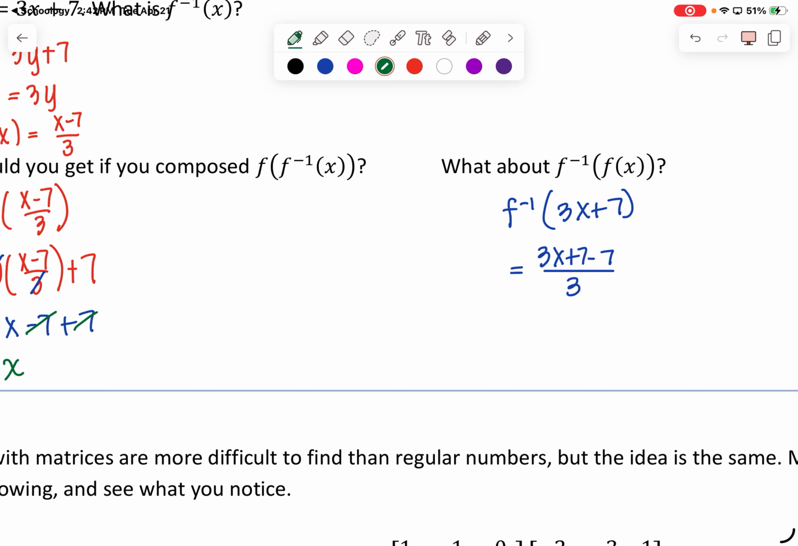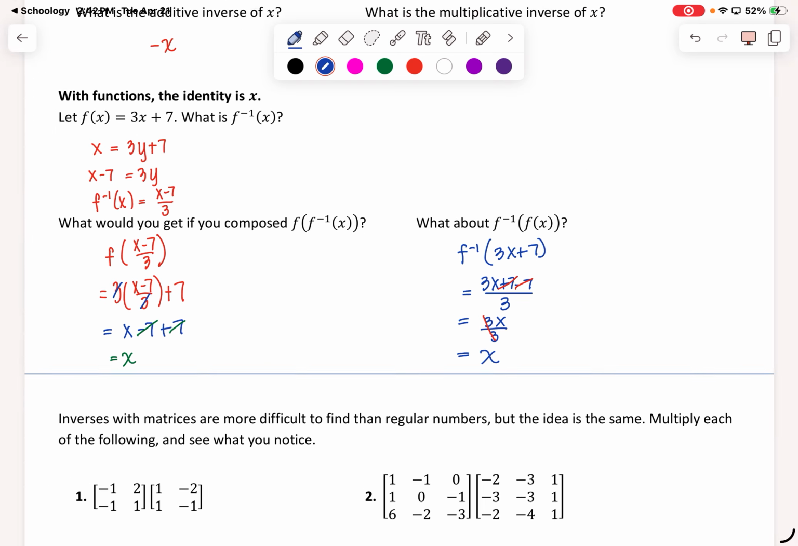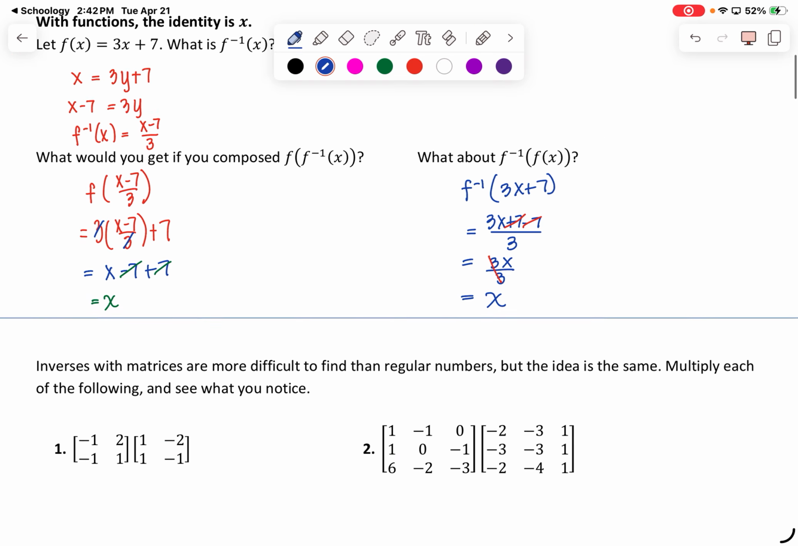Simplify this in the correct order, in the correct steps. So 7 and -7 make 0. So now you have 3x divided by 3, and you can't just cross off the 3's now, otherwise it's not showing what you did first. Now you have 3x divided by 3, and the 3 over 3 is equivalent to 1, so we have 1 times x, which is x. So, that works, okay?